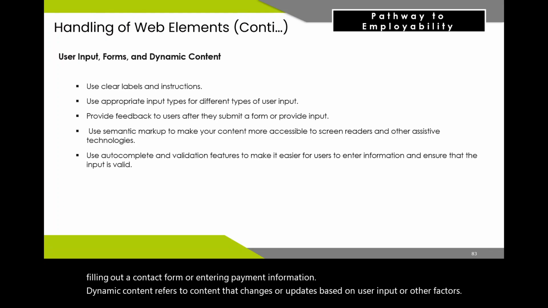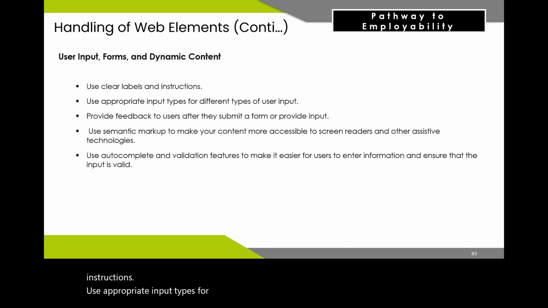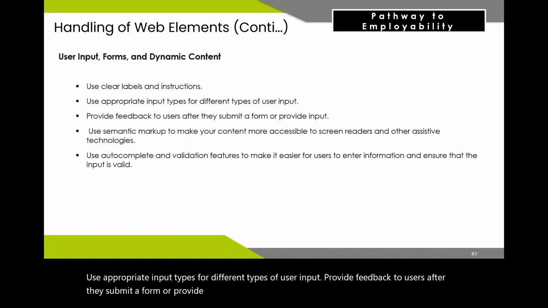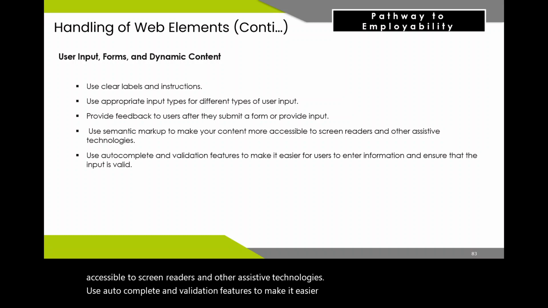Here's some points related to user input, forms, and dynamic content. Use clear labels and instructions. Use appropriate input types for different types of user input. Provide feedback to users after they submit a form or provide input. Use semantic markup to make your content more accessible to screen readers and other assistive technologies. Use autocomplete and validation features to make it easier for users to enter information and ensure that the input is valid.